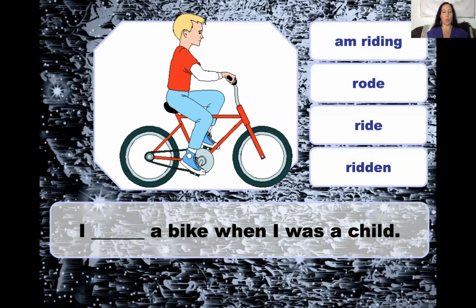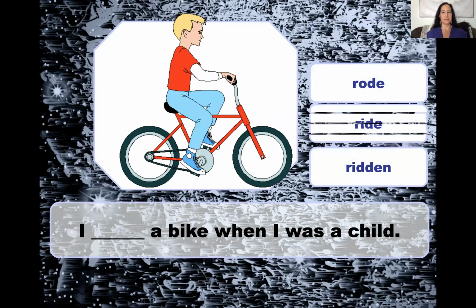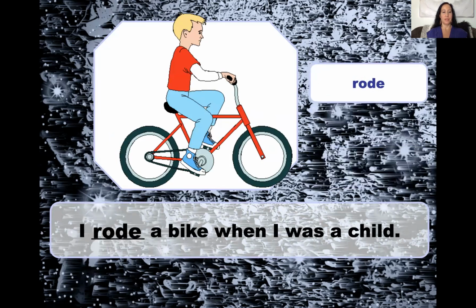I blank a bike when I was a child. I rode a bike when I was a child.